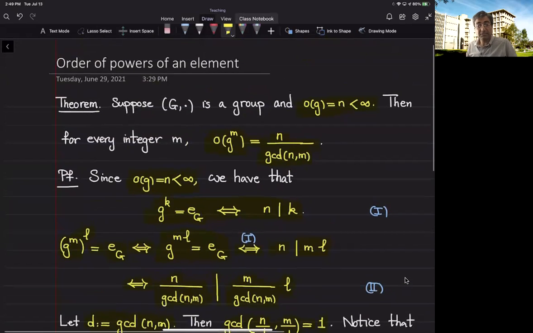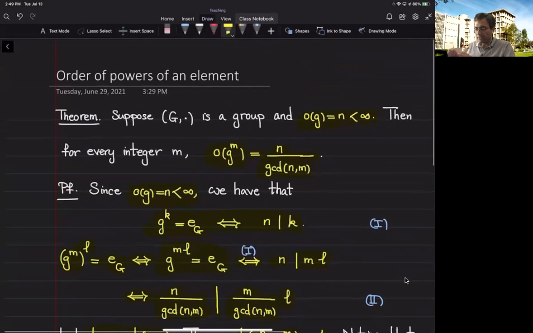Again, let me emphasize, this is an extremely important theorem. You need to know this. You need to go over the proof, make sure that you understand the proof very well, and you will be given some homework assignments, and then you have to work with this theorem further.